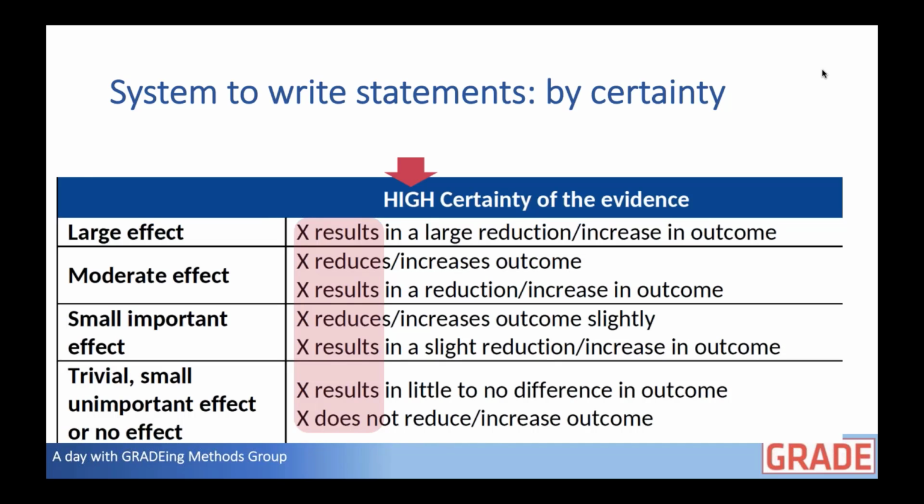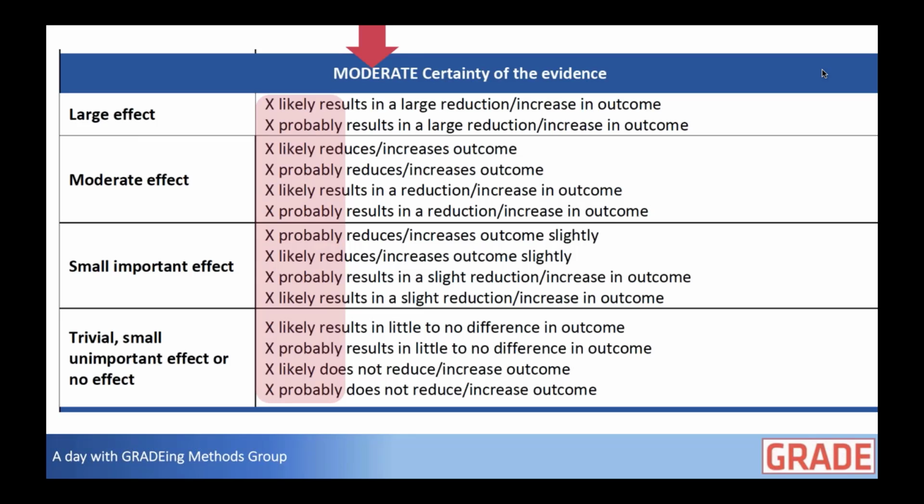So if you do start out with high certainty evidence, many of the phrases that come out of that, no matter what the size of the effect that you found, whatever your risk ratio was, it's very direct: it results in, it reduces. There are no qualifying words because this is what will happen if you do this intervention. When we have moderate certainty evidence, the keywords that we use are that the intervention likely results or probably results in. And again, it's the same wording, qualifying words, depending on the size of the effect.